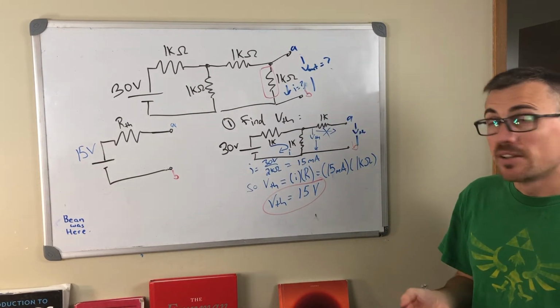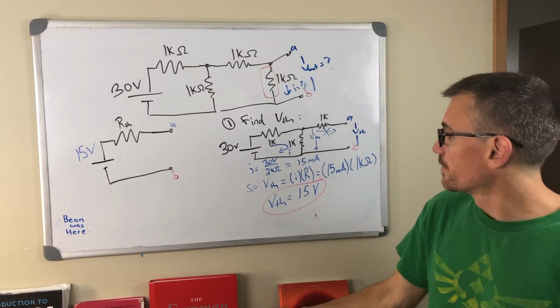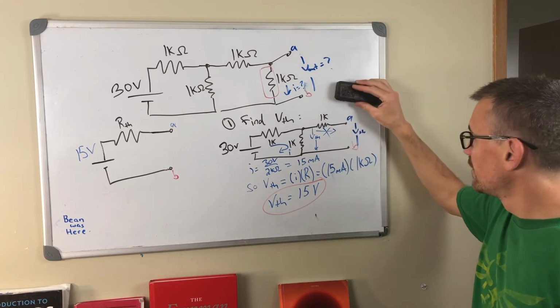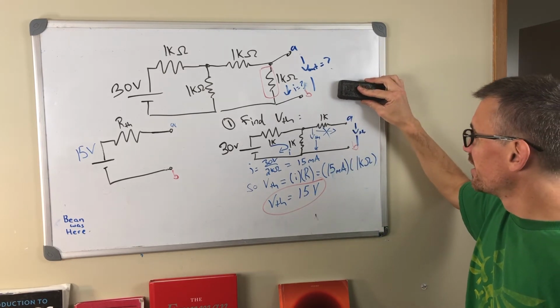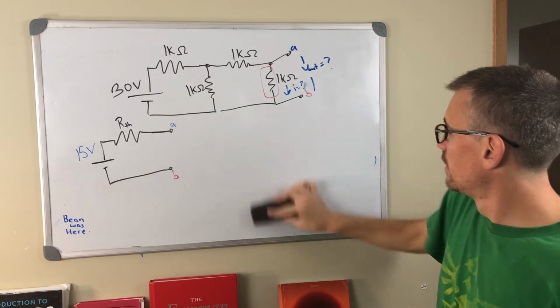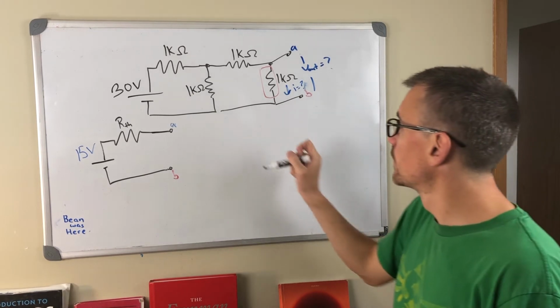Now we have to find our Thevenin resistance. So let's have a look at our circuit here. I'm going to have to erase this or buy a bigger whiteboard. So, luckily we're not in class, you can just pause it. Step 2, we're going to find our Thevenin resistance now.